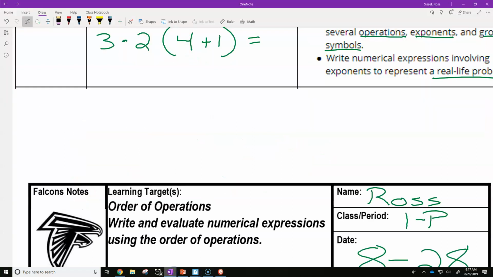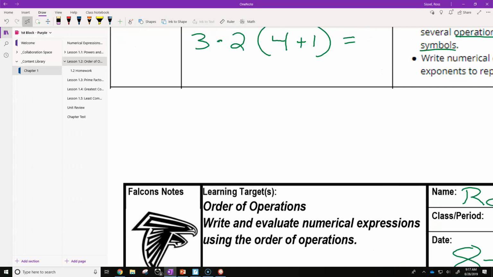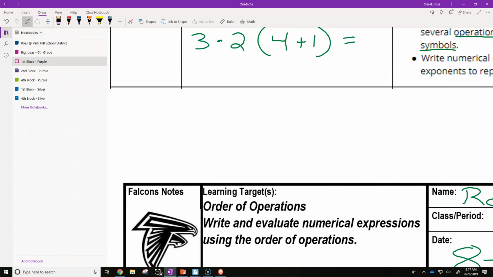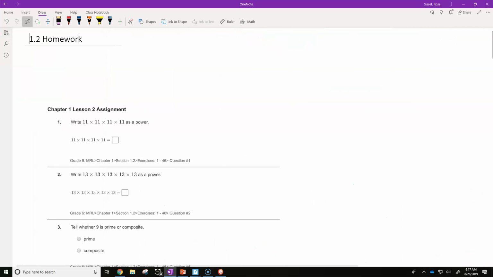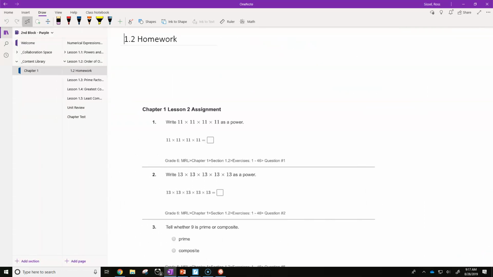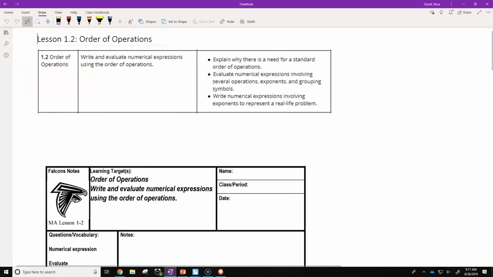Okay, I want to look quickly at today. Oops. Last groups, I'm kind of worried because last groups my notes didn't copy over right. Okay. Order of operations. Today we'll work on lesson 1.2, order of operations. Like I told you earlier, our goal here is to write and evaluate numerical expressions using order of operations. I always told you I'm going to explain what that means.